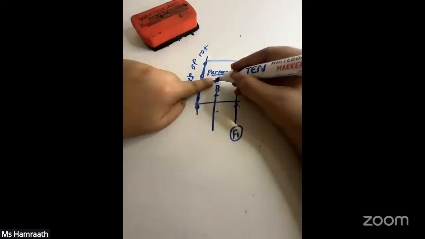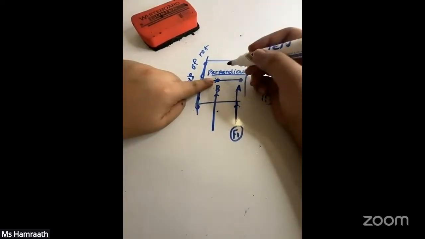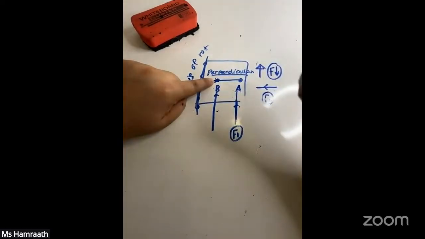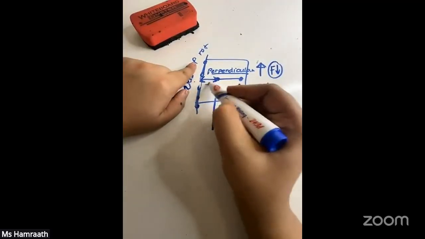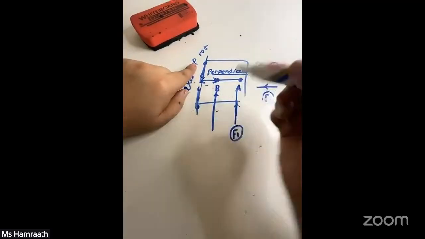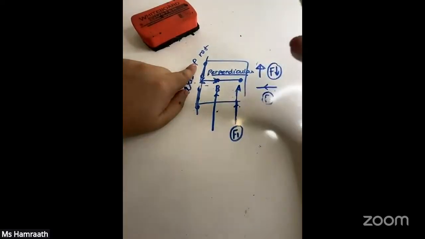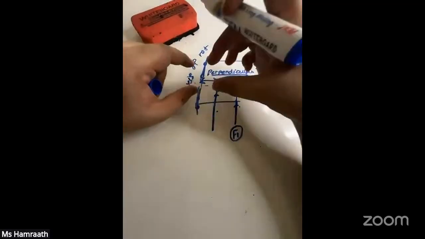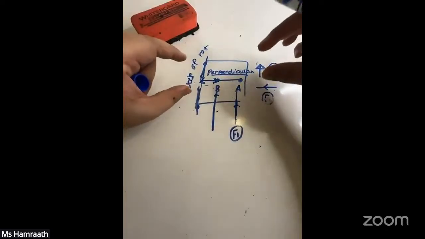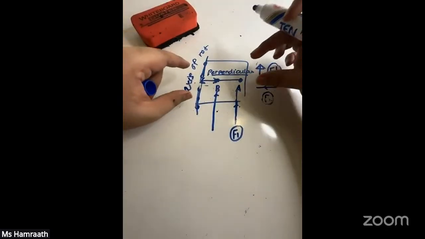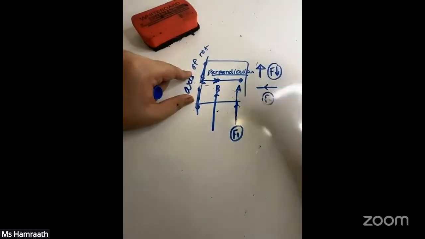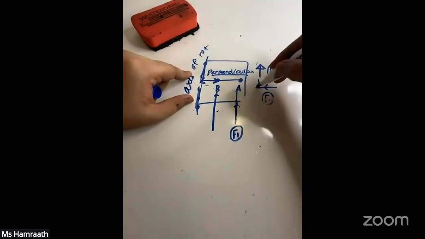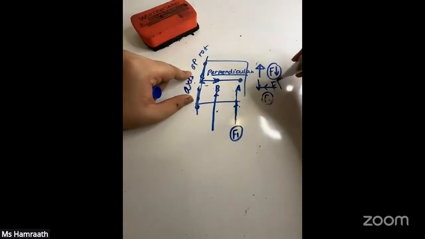But if I have the knob at B, and I'm trying to open or close the door and I feel it difficult, what's the reason? Because my perpendicular distance is less. So if the perpendicular distance of the object increases, the force will be less. But if the perpendicular distance decreases, the force will be high.